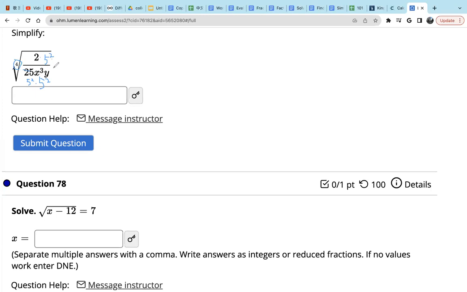Then we have x cubed. Maybe we want to multiply x too. So we need to multiply x in the numerator as well. We want to have y in the denominator, so we want to multiply by y cubed. So we need to do the same in the numerator.